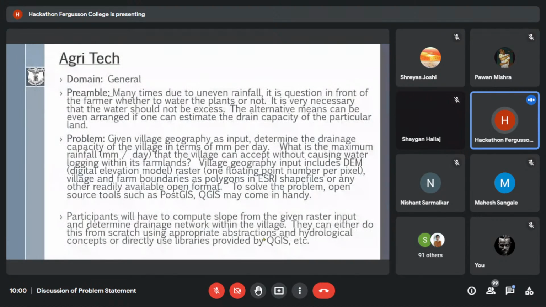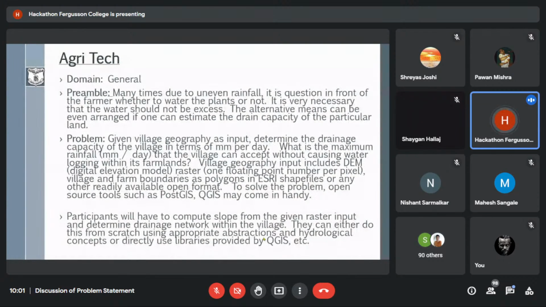We know that every land is a different kind of land, and the capacity of absorbing water for every land is found to be different. So if we provide the village geography as an input, can we determine the drainage capacity of the village? Is it possible? Can we determine how much maximum rainfall in a day can be accepted by your farmland? We don't want the water to log somewhere, otherwise our entire crop will be gone.